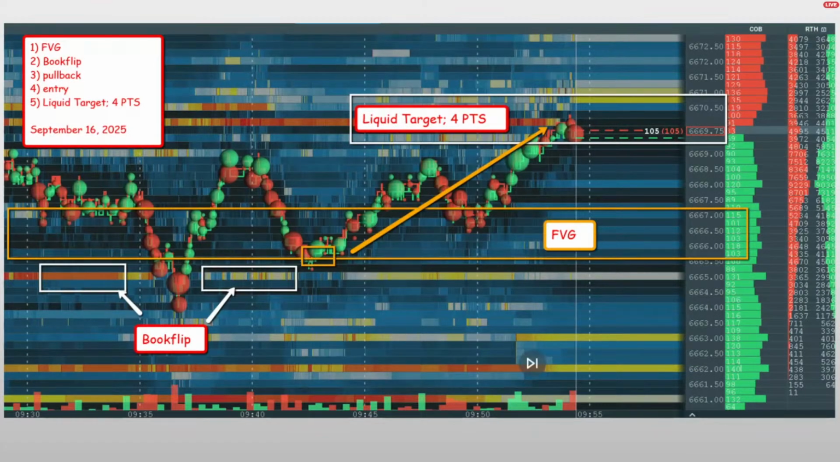Okay, and so this is one of the posts. Are you able to see this, Bruce? The Bookmap post? Yep, looks good. Okay, good. So we have a fair value gap strategy over here. You can see that it's painted in the orange rectangle, and we have a book flip.